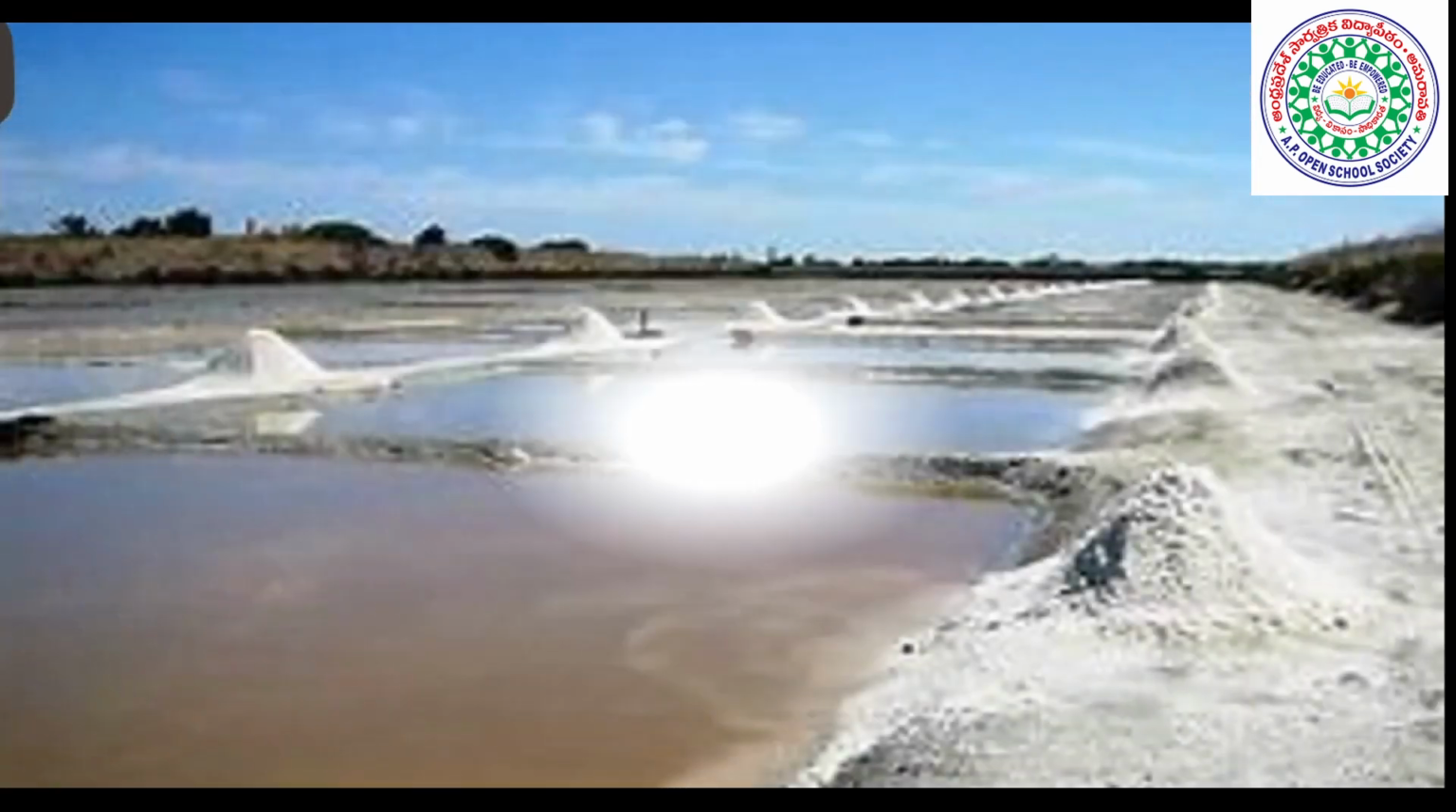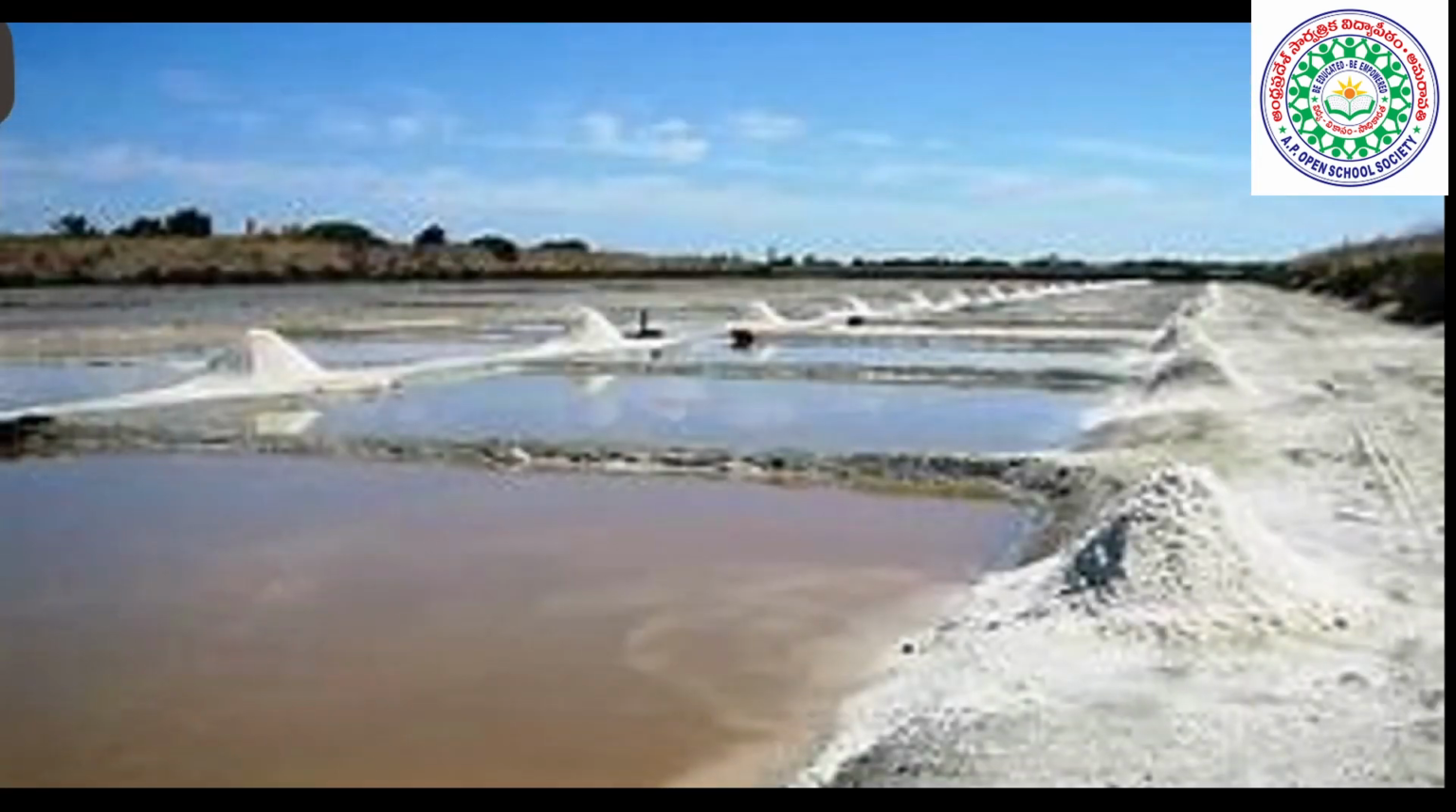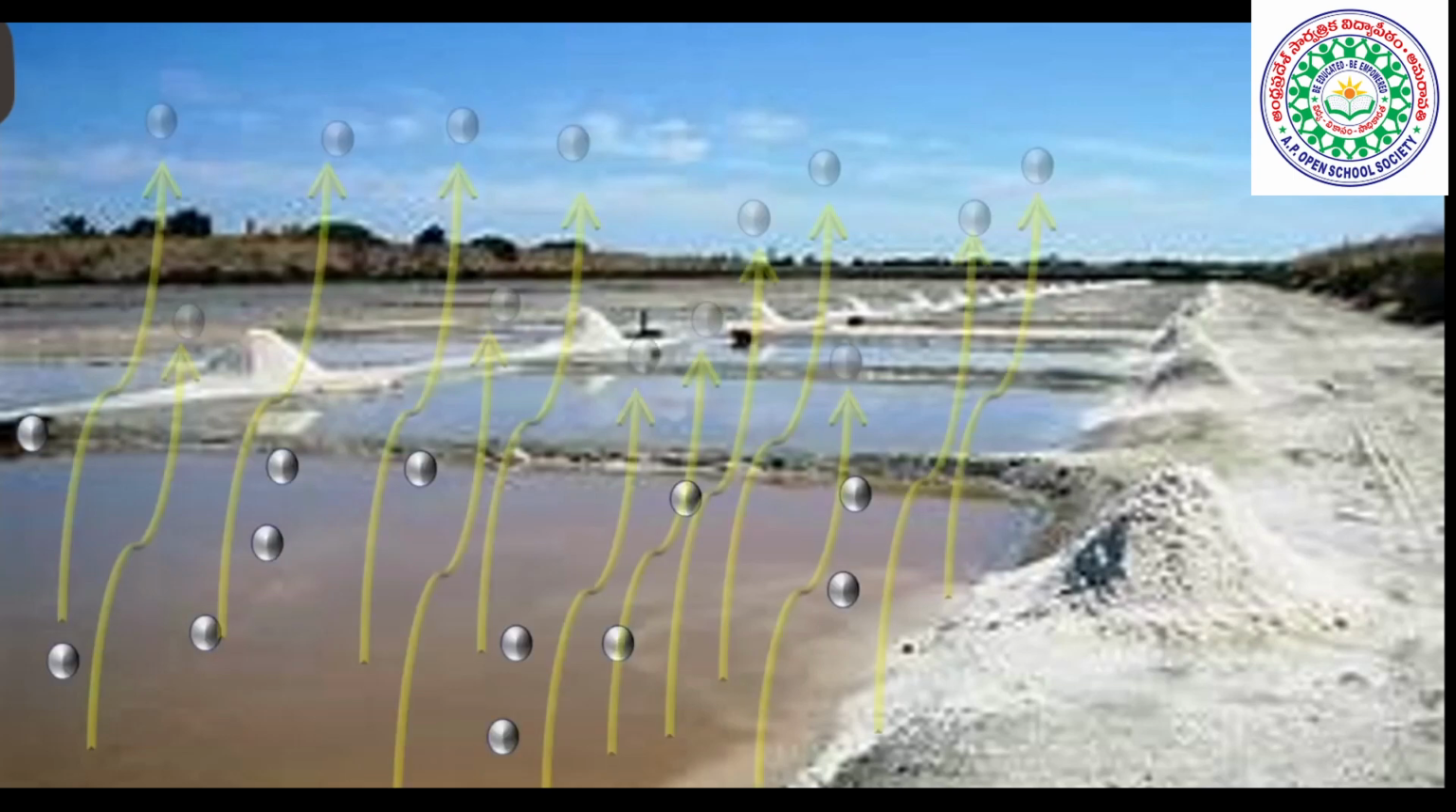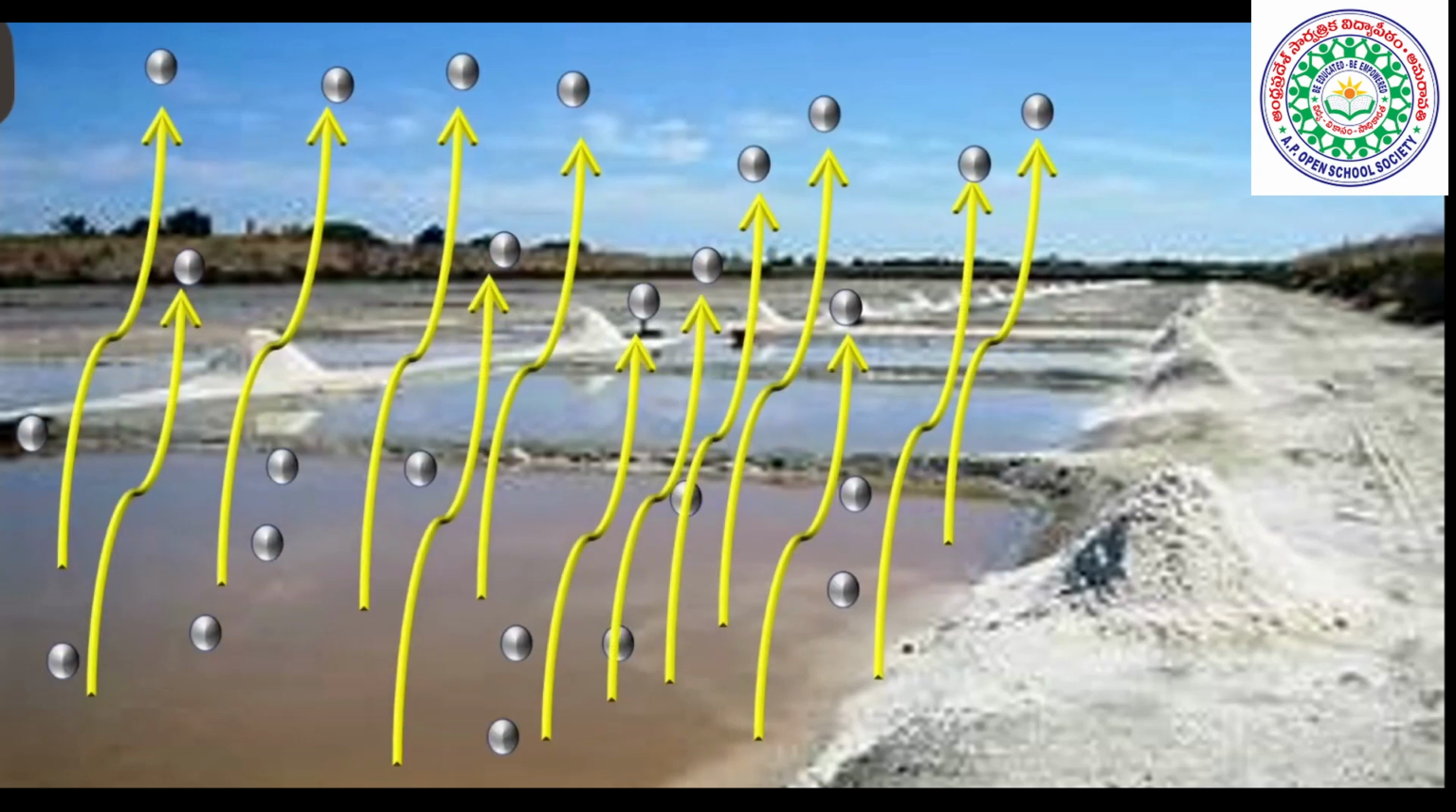Have you ever seen the manufacturing process of salt from seawater? A huge amount of seawater is collected into shallow ponds where most of the water is evaporated in the presence of sunlight, leaving salt as a residue. Here we can observe that a phenomenon called evaporation is being used to produce salt.